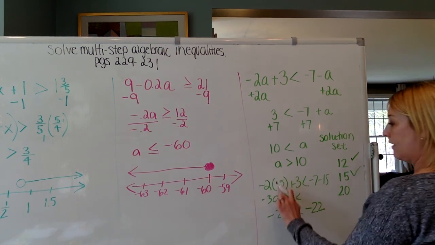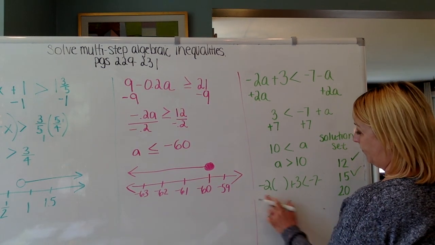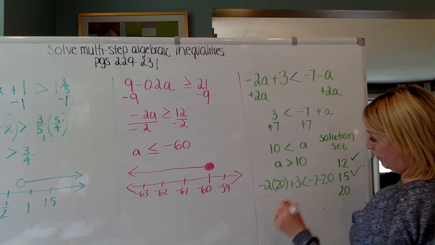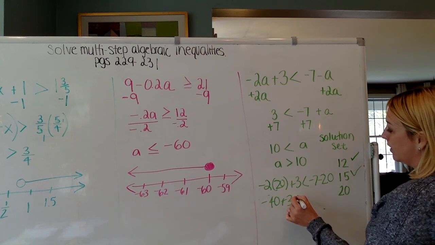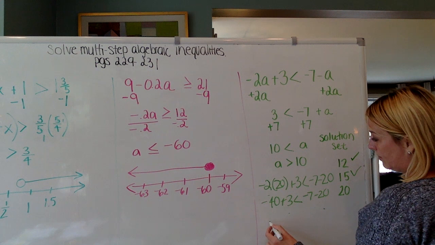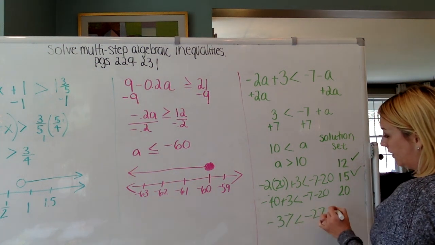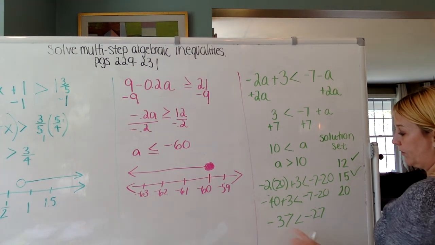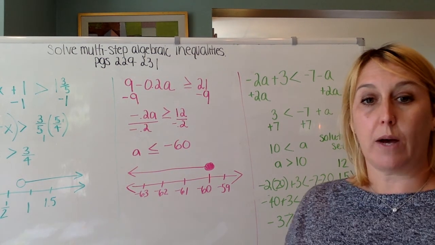So that worked. Last one, let's substitute in 20. And this becomes negative 40 plus 3 is less than negative 7 minus 20. So this is negative 37 is less than negative 27, which is true. Negative 27 is less negative than negative 37. Negative 37 is less than negative 27. So we did that one correctly as well. Woohoo! Nice job.